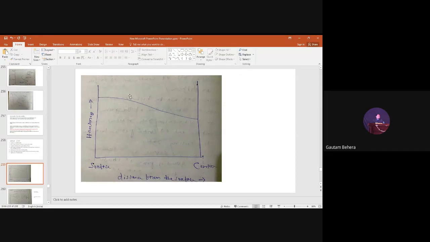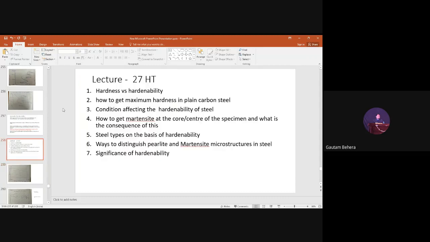So this is the depth and distribution of hardness. Hardness is maximum at the surface and minimum at the center or the core of the steel. And this is because of the difference in the cooling rate, and due to the difference in the cooling rate we have different microstructure. Martensitic microstructure is very hard, pearlite microstructure is somewhat softer as compared to the martensite, right?